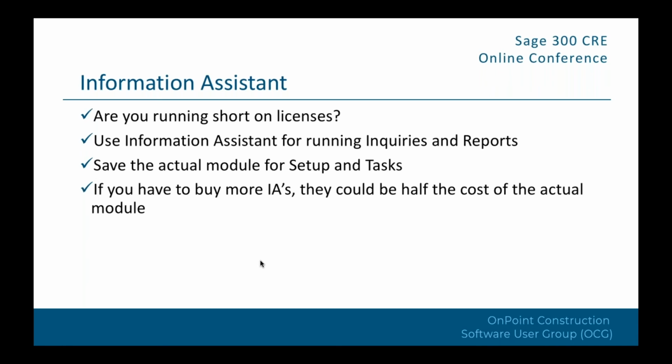Because, I mean, I don't get into the cost of modules and stuff, but I was pretty sure the Information Assistant could be like half the cost of the actual module. So if you're needing more licenses, knowing what you need it for, to do setup and tasks, well, yes, you have to get the real module. If you have a lot of people running inquiries and reports, if you invest more in Information Assistant, you can access all inquiries and reports of all the different modules from Information Assistant.